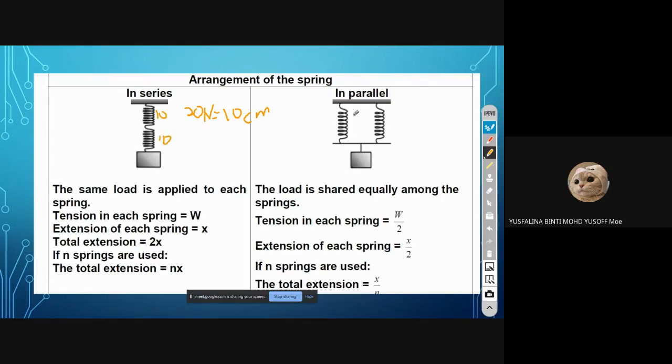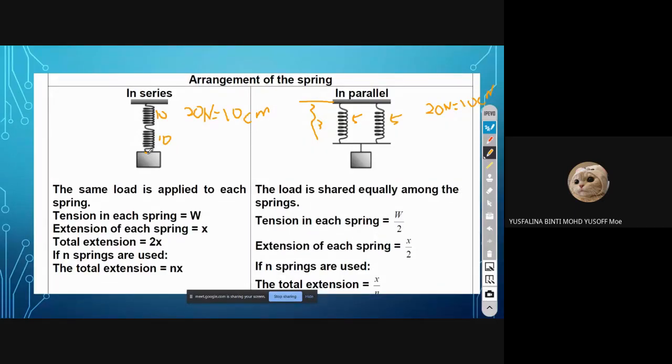For this one, I use the same load of 20 Newton, but since it's parallel, we already know 10 cm. So if you use parallel, you just divide by 2. So this one should be 5, this one should be 5. If let's say I put 3 springs here, what will happen? The 10 cm will be divided by 3, so like 3.333 something.